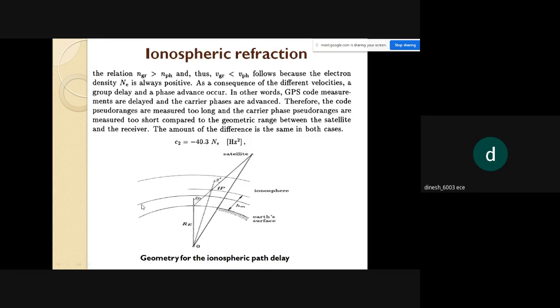If you consider this as the Earth surface, this is the object O, and we have a satellite which is present in space, about 36,000 kilometers above the Earth's surface. And in between, we have the ionospheric region extending above the Earth's surface. So I view a point which is IP on the surface of the Earth.